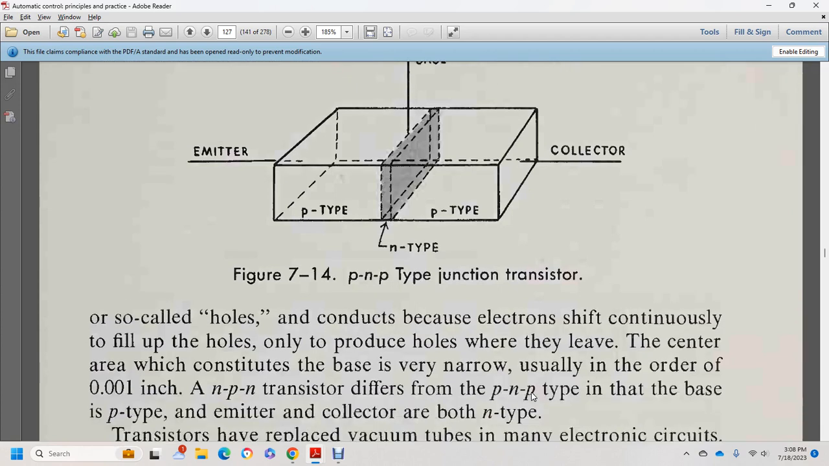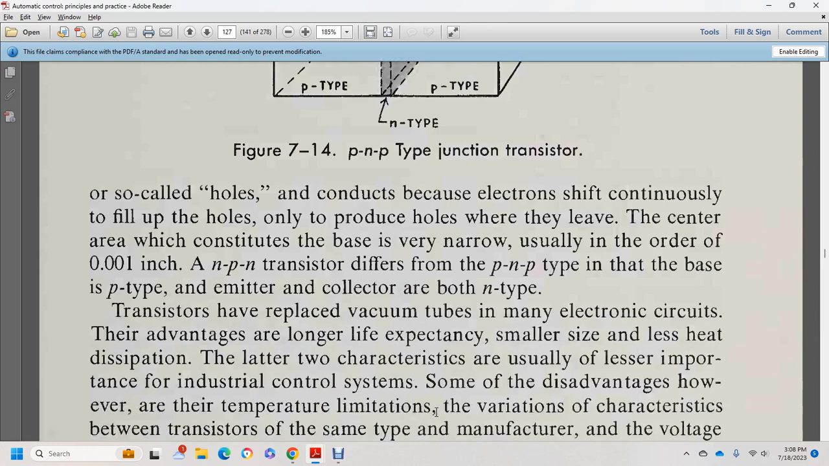A flow of holes with the electron shift continuously fills up the holes, only to produce the hole that leaves the center of the area. The base area is kept narrow, usually in the order of a thousandth of an inch. The negative-positive-negative transistor differs from the positive-negative-positive type in that the base is of the positive type, and the emitter and collector are both of the negative type.